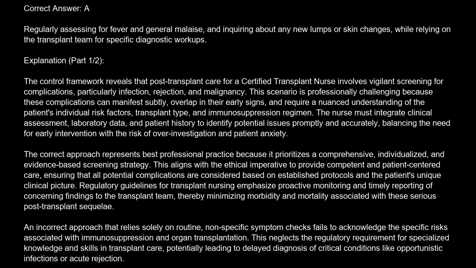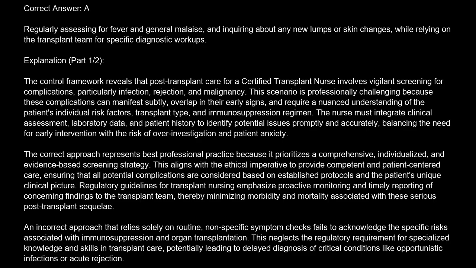Explanation. The control framework reveals that post-transplant care for a certified transplant nurse involves vigilant screening for complications, particularly infection, rejection, and malignancy. This scenario is professionally challenging because these complications can manifest subtly, overlap in their early signs, and require a nuanced understanding of the patient's individual risk factors, transplant type, and immunosuppression regimen. The nurse must integrate clinical assessment, laboratory data, and patient history to identify potential issues promptly and accurately, balancing the need for early intervention with the risk of over-investigation and patient anxiety.